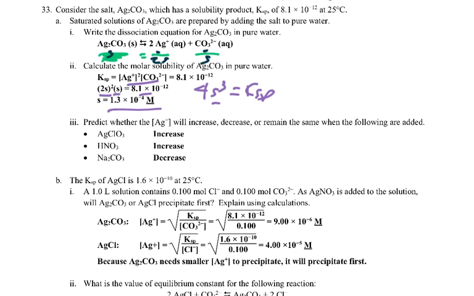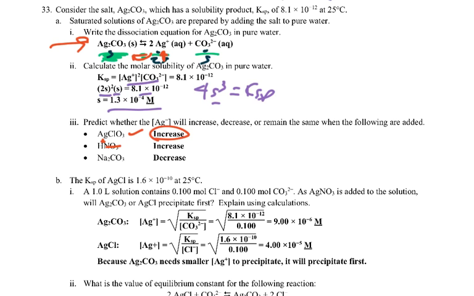Now predict whether silver will increase, decrease, or remain the same when the following are added. So we want to go back to our equation and apply Le Chatelier's principle. First, silver chlorate. Well, chlorate is a spectator ion. What about silver? If I added some silver, it's going to shift my reaction this way, but I'm adding silver, so that's going to increase my silver ion concentration. Even if it shifts to the left, we're adding silver, so it's going to be up. What if I put in some HNO3? The NO3, we don't care about that.